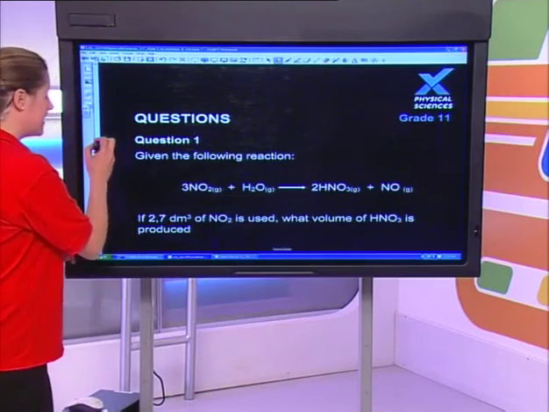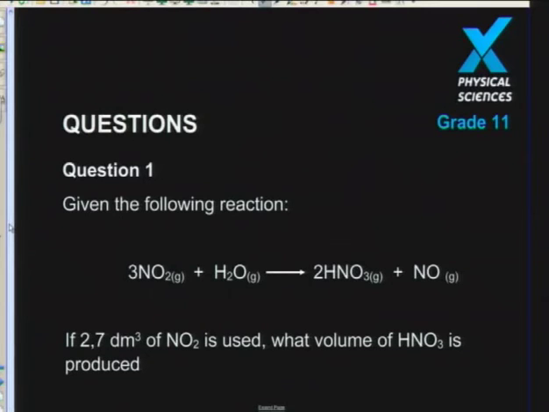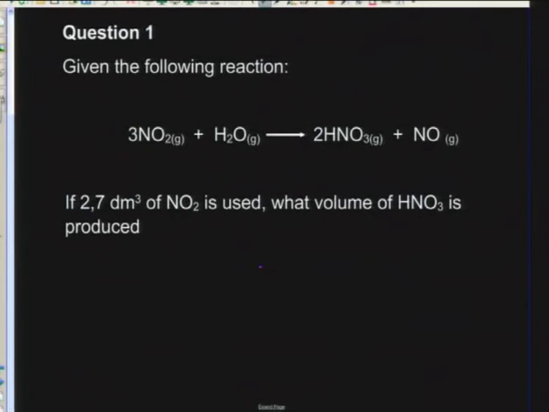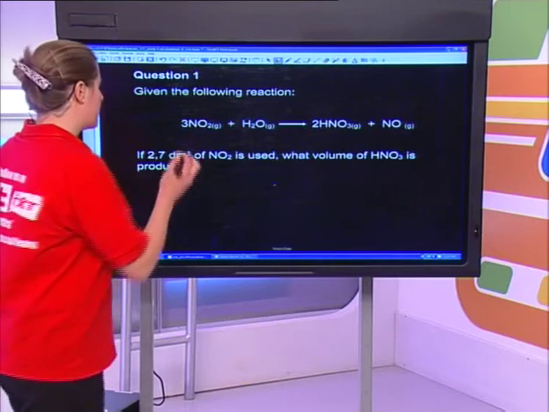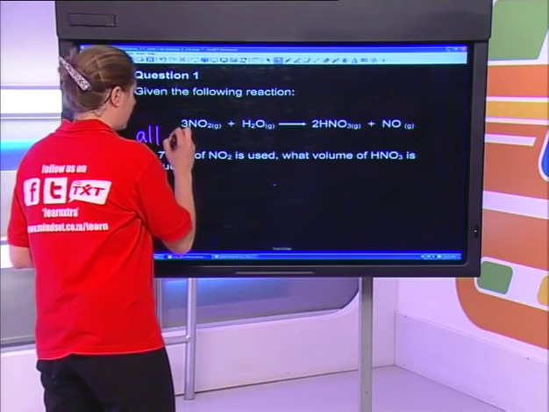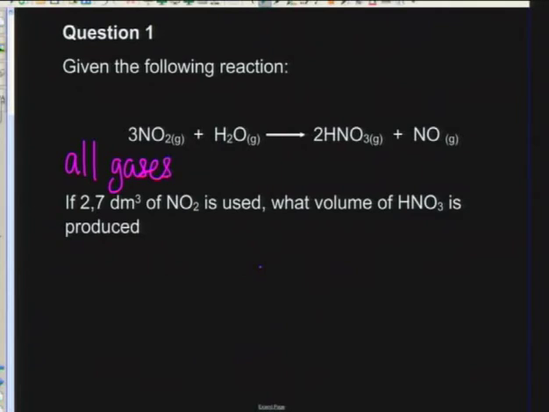Let's have a look at it. Given the following reaction, and here we are, 3NO2 plus water forms 2HNO3 plus nitrogen monoxide NO. First thing I want to notice before we go any further is to notice these are all gases. They're all in the gas phase, right? How do we tell that? Well, we get given those little small g's, which means this is all in the gaseous phase.